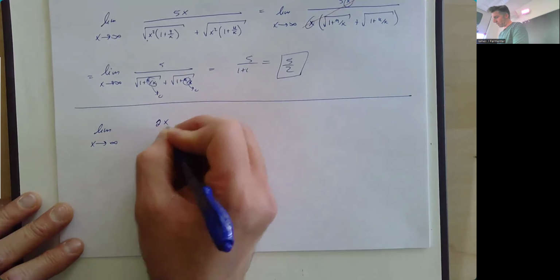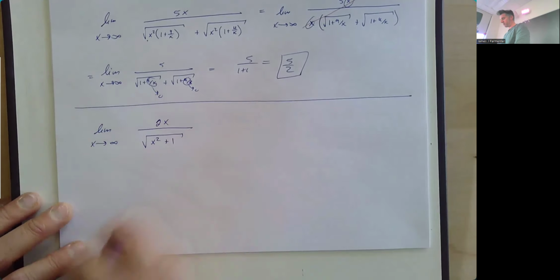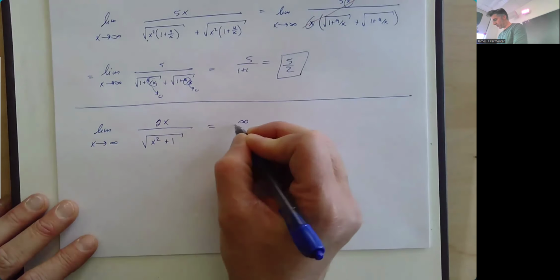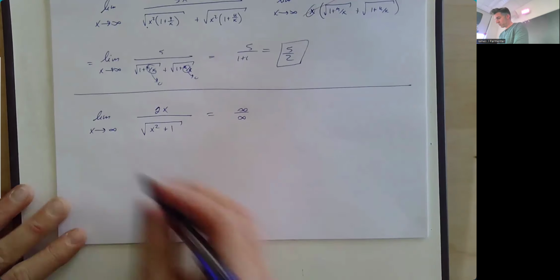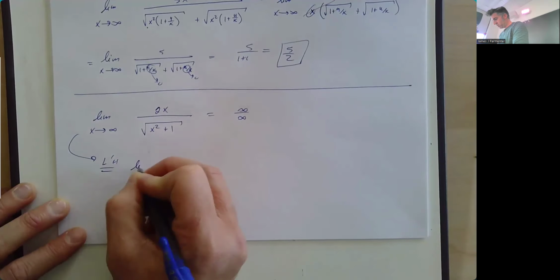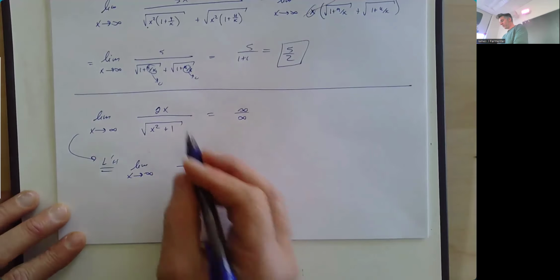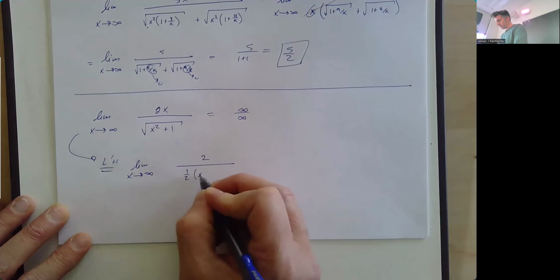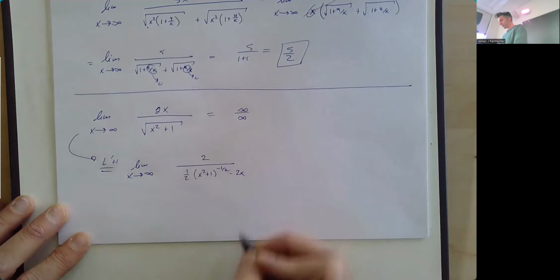Sure, let's say 2x over the square root of x squared plus 1. Totally infinity over infinity type. Let's see what happens if we apply L'Hopital's rule. So the derivative of the top is going to be 2. The derivative of the bottom, I have something to the 1/2. I'm going to get 1/2 times my stuff to the negative 1/2 times the derivative of my stuff.